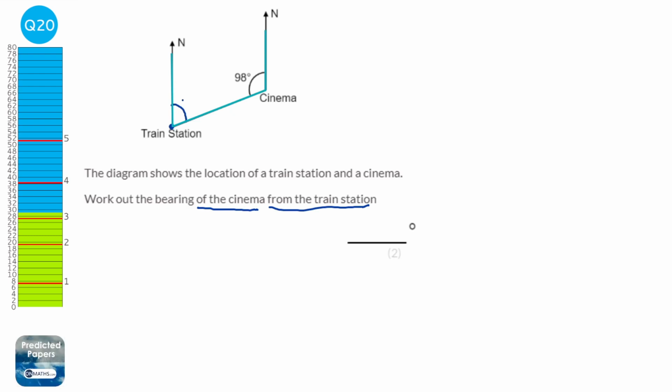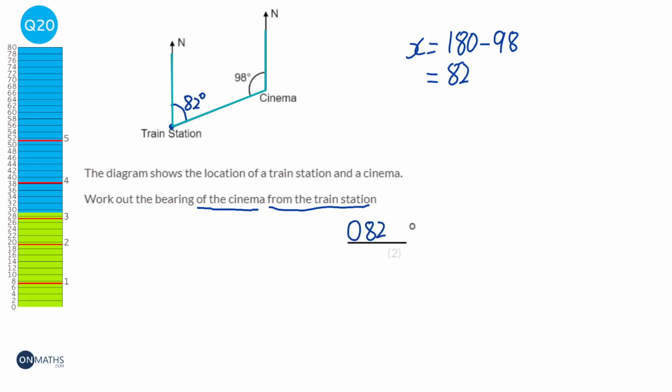So we're going to call this x, and we're going to say x equals 180 take away the 98 there. And so we just put on our calculator, or do it in our head, 180 take away 98, and you get the answer of 82. So we know that this angle here, instead of x, is going to be 82. But the way we show bearings is with 3 digits. So it's going to be 0, 8, 2 degrees.